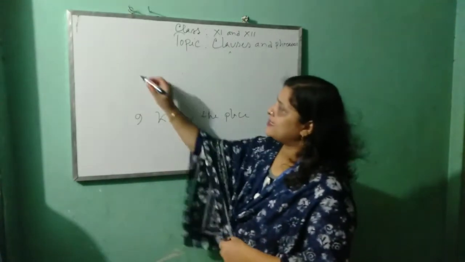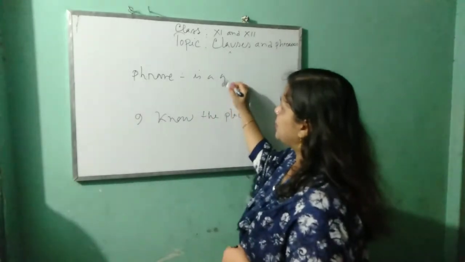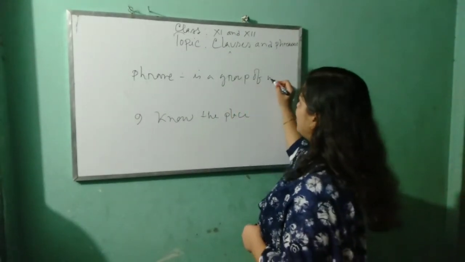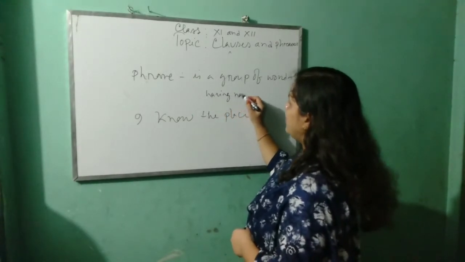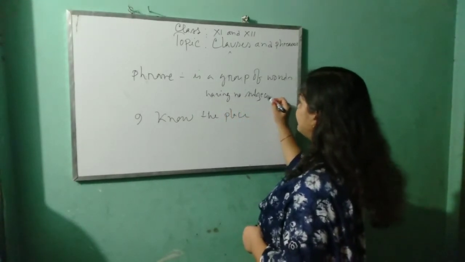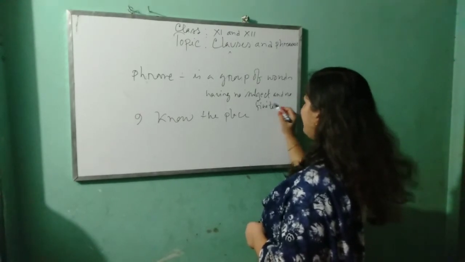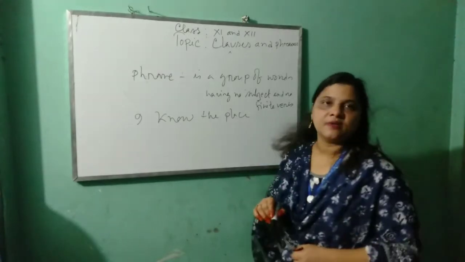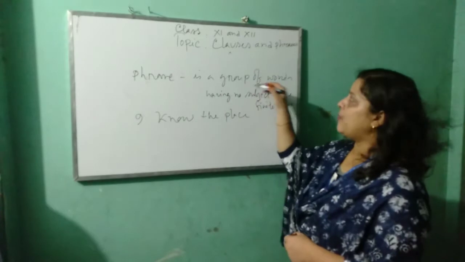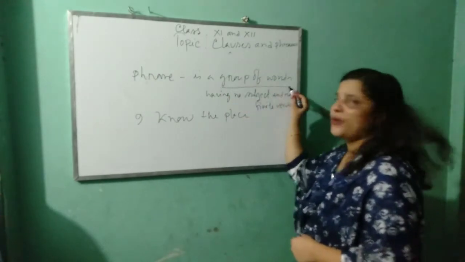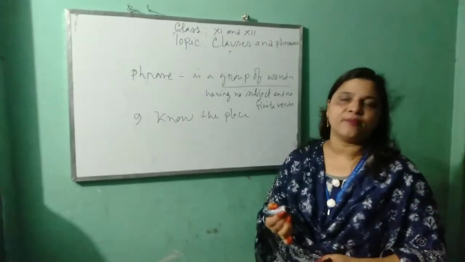A phrase is a group of words having no subject and no finite verb. Let us see. What is a phrase? A phrase is a group of words. It's very important. A group of words having no subject and no finite verb.